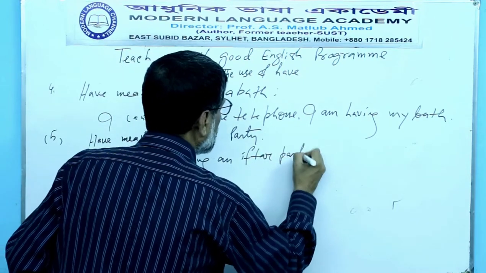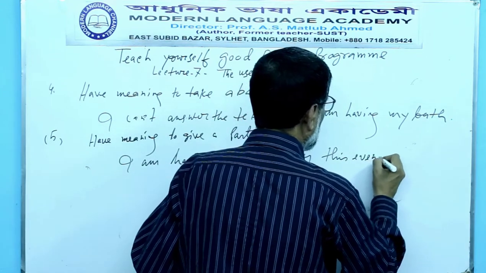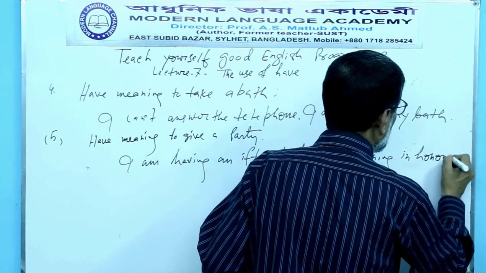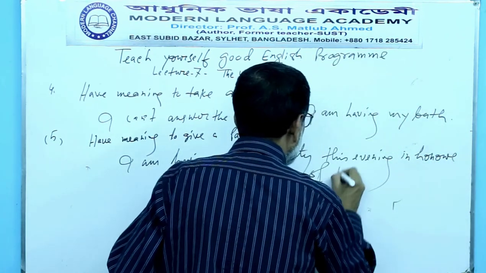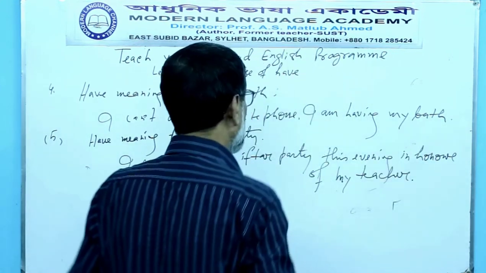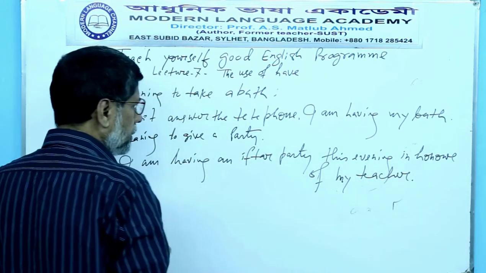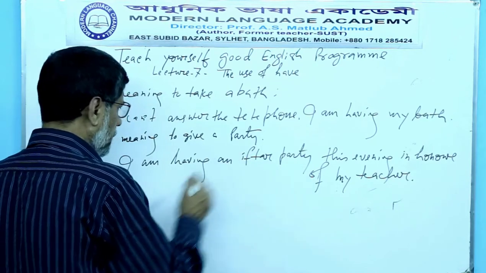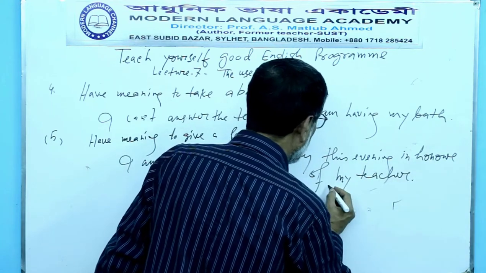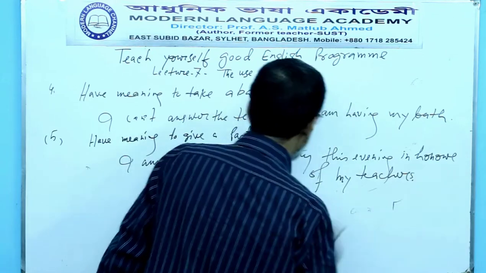I am having an iftar party this evening in honor of my teachers. আমার শিক্ষকদের সম্মানে আমি একটা ইফতার পার্টি দিচ্ছি আর সন্ধ্যায় at my residence, at my house. I am having an iftar party. This is a Muslim ceremony in the month of Ramadan. I am having an iftar party this evening in honor of my teachers.